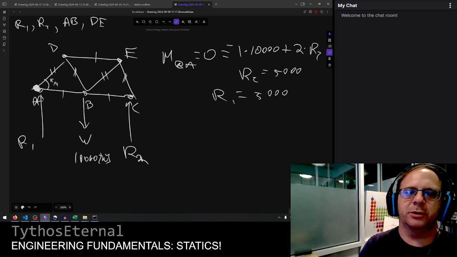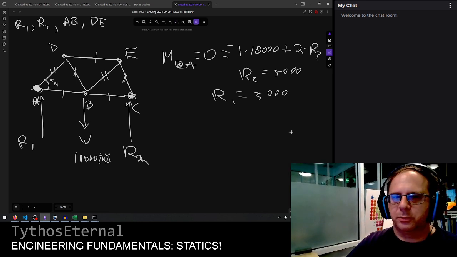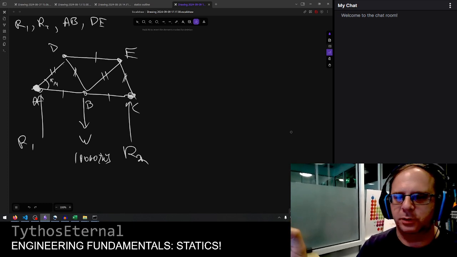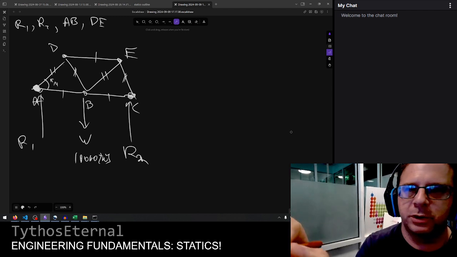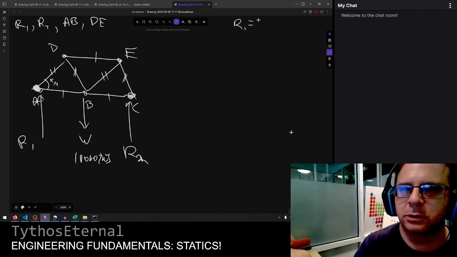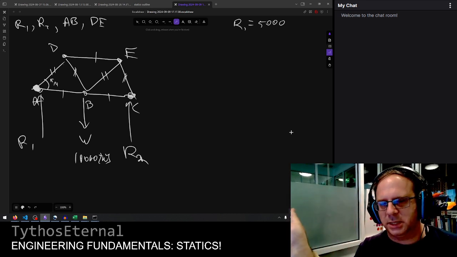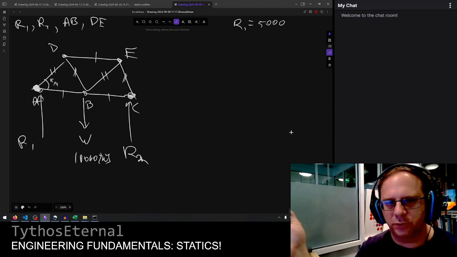Or you could sum the moment from here. But that's not the interesting part, right? The interesting part are these third and fourth values here. So let's just make sure we know. So this is the meat and potatoes of this section, is how do you actually solve a statics problem?